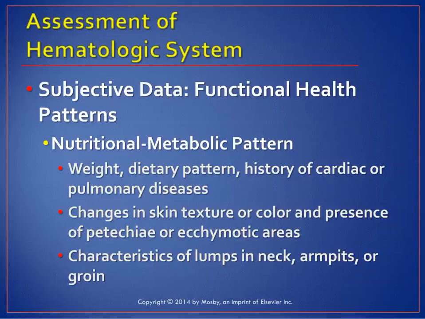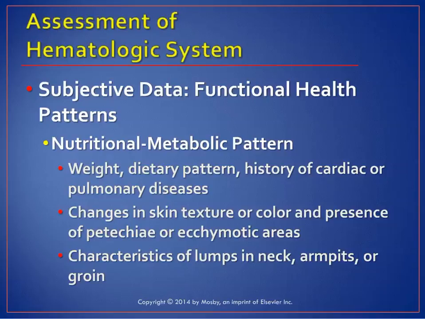Hematemesis, or bright red, brown, or black vomitus, is a symptom of an underlying problem and should always be investigated. Peptic ulcer disease is a common cause. Explore any changes in the skin's texture or color, such as petechiae or any ecchymotic areas, and ask about bleeding of gum tissue.